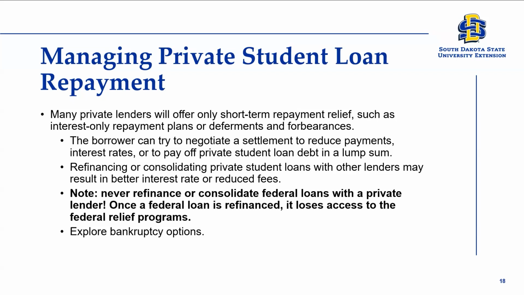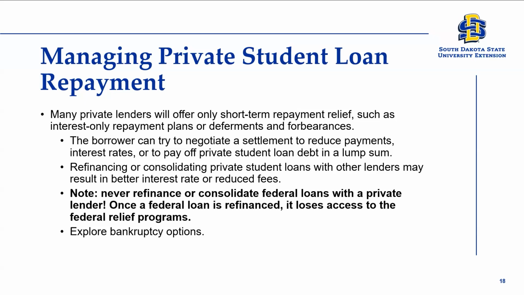They can try to negotiate a settlement for reduced payments, a lower interest rate, or just to pay it off in a lump sum. They could refinance or consolidate the private student loans with other lenders. That might help with a better interest rate or reduced fees. Once again, never refinance or consolidate federal loans with a private lender. Once they're refinanced, it loses access to federal relief programs. And then they can also explore bankruptcy options.